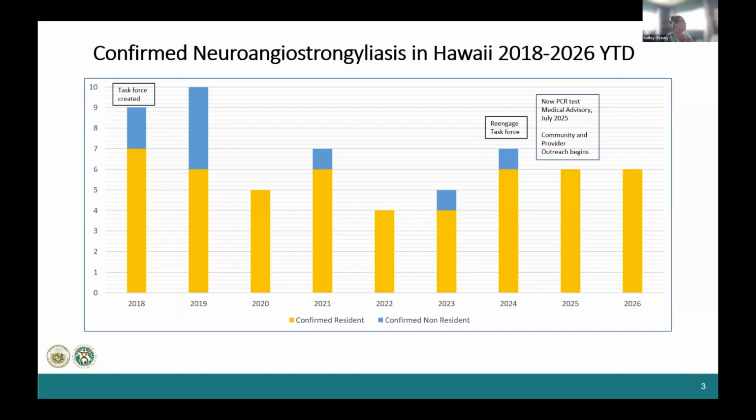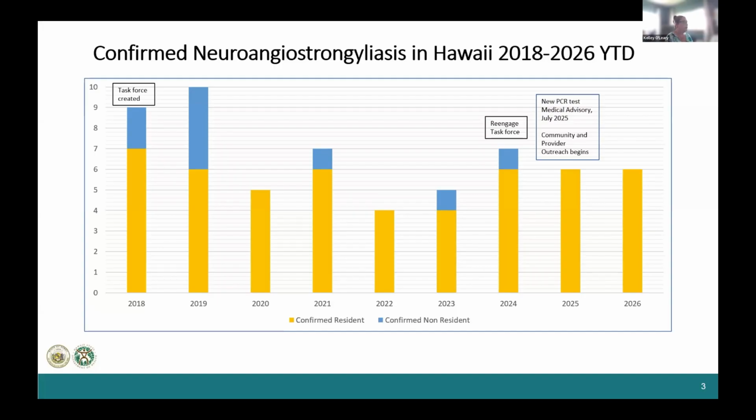We do have a probable category, and those are the ones that may have symptoms but didn't end up getting a lumbar puncture. I know it can sound scary, and so that sometimes is a barrier. But we definitely direct folks to get confirmed if they want to know what it truly is. We re-engaged the task force in 2024, and then this new sensitive test came out in 2025, and actually Hawaii is the only one that has that new sensitive test, and CDC doesn't even test anymore because they know that we have the better test.